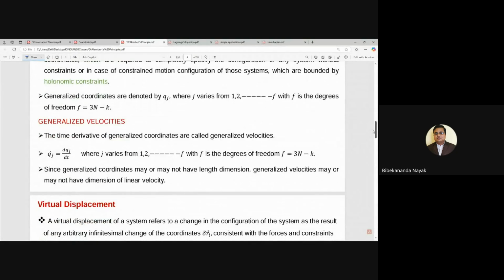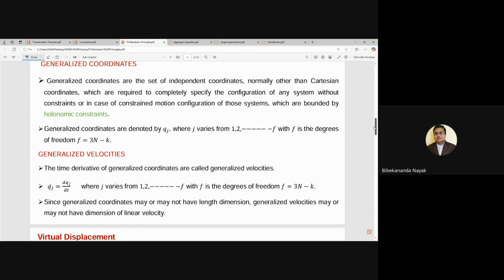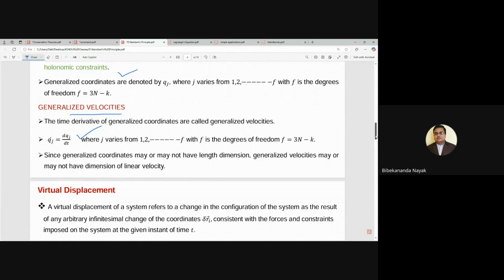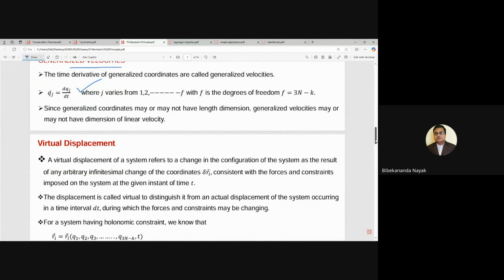We go to details too. Before that, we have to discuss a few terms. We have already discussed generalized coordinate. Another term is generalized velocity, the derivative of generalized coordinate, dqj by dt. Similarly, generalized momentum, mi qj dot. Another term is virtual displacement.